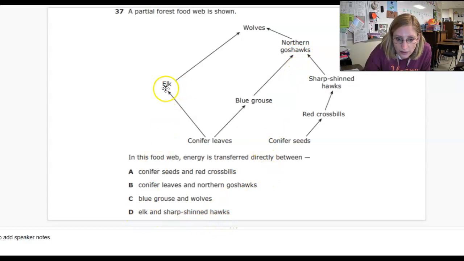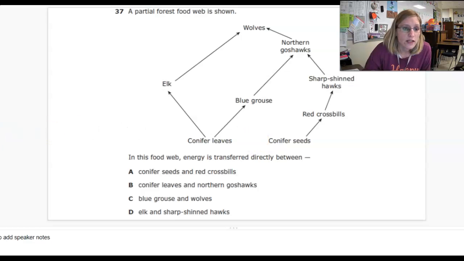Then you have the elk, that the sharp shin. Oh no, that's on the opposite side of the food web, and there's no arrow being transferred, so that's definitely not right. So your best answer on this one is going to be A. It transfers from the Crawford seeds to the red crossbills. Make sure you look and draw those arrows.